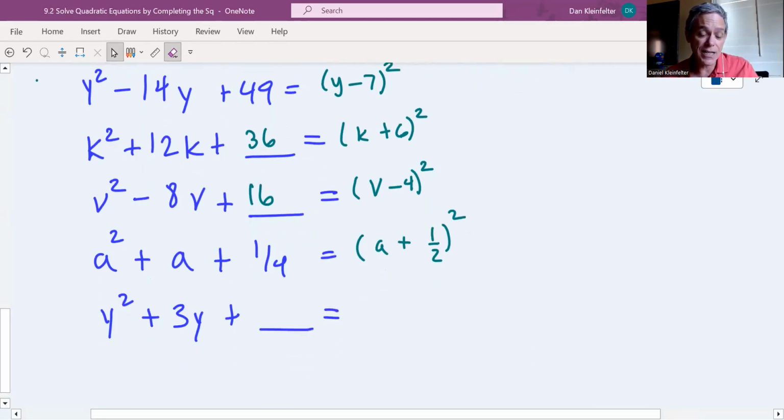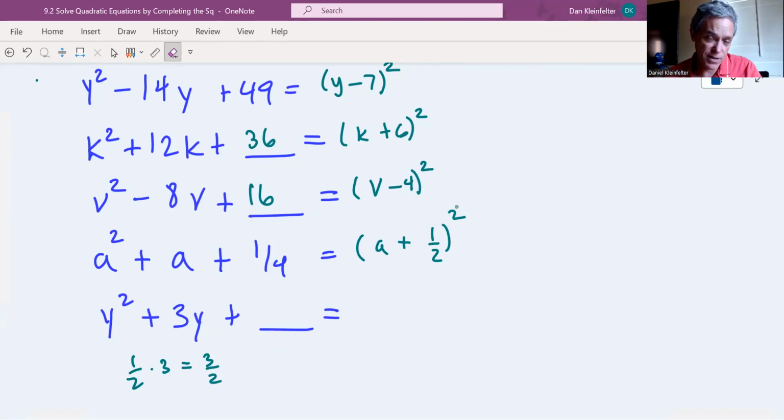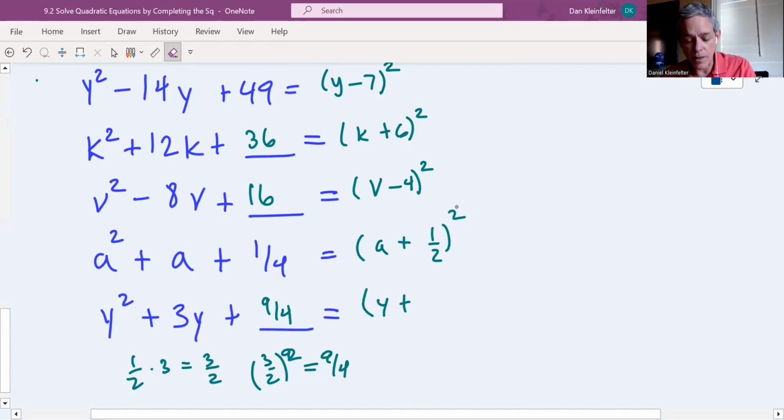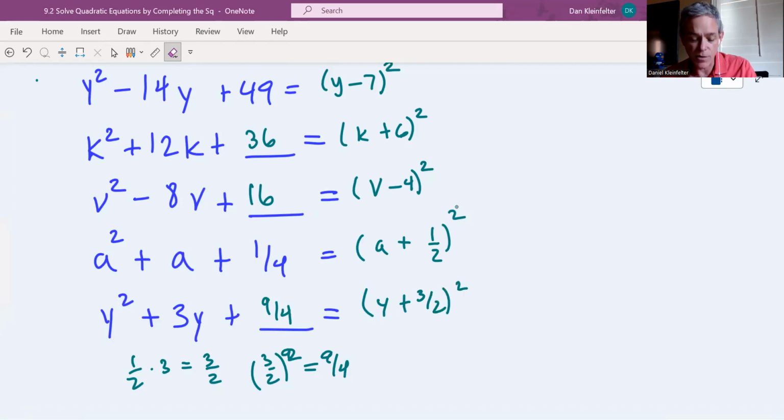This one's got an odd number in the middle, but that's okay. Take a look at the 3. What's half of 3? Half of 3 is 3 halves. Do yourself a favor and don't turn this into 1.5. It's going to make your life a lot harder. Just keep it as a fraction. 3 halves squared is going to be 9/4. We need 9/4 in the back. And then this will factor as y plus 3 halves squared.